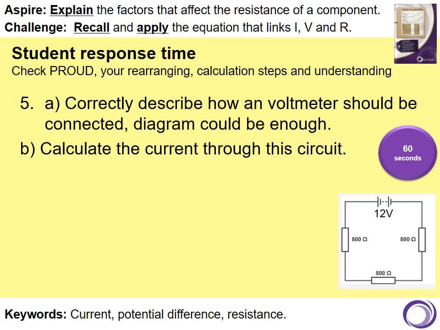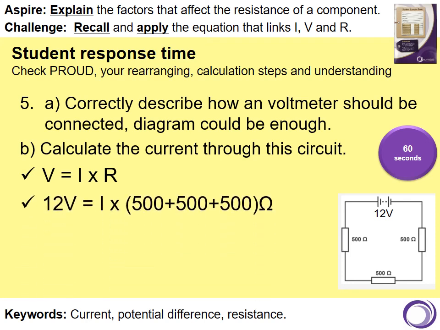Okay, so a voltmeter is always connected across a component. So a voltmeter would be connected in parallel to the cell for this particular circuit. In order to calculate the current through this circuit, use the same equation, but you've got 3 resistors there. Now in a series circuit, you need to add up the 3 resistors in order to get the total resistance.